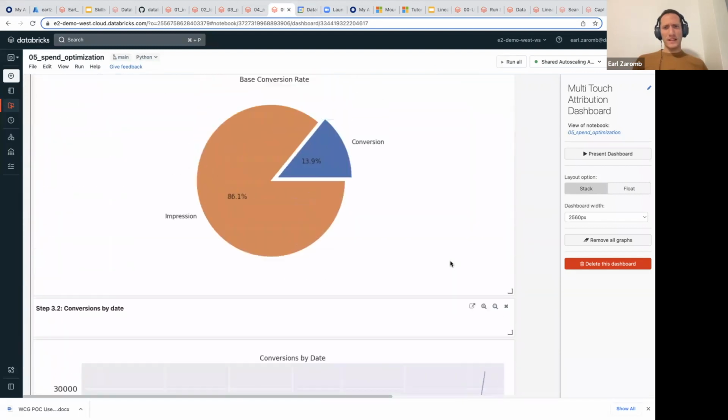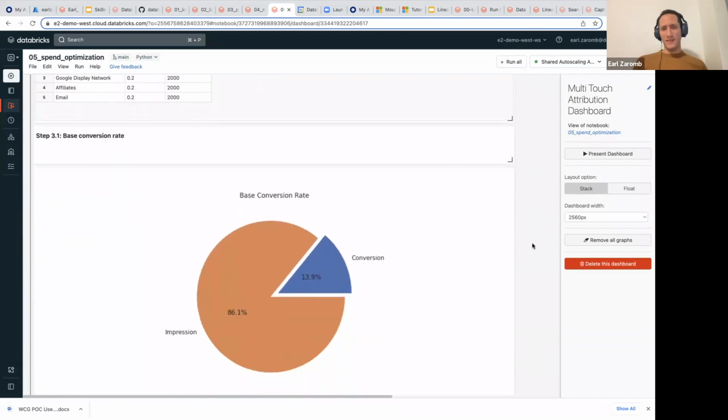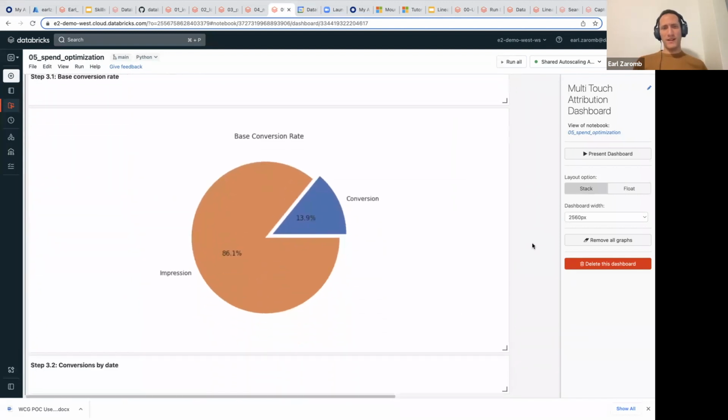So this is an example of how you would go from end to end, starting with creating the data, building the pipelines for ingesting the data, then preparing the data for building your attribution models, running the attribution models, and then presenting the results to the business.